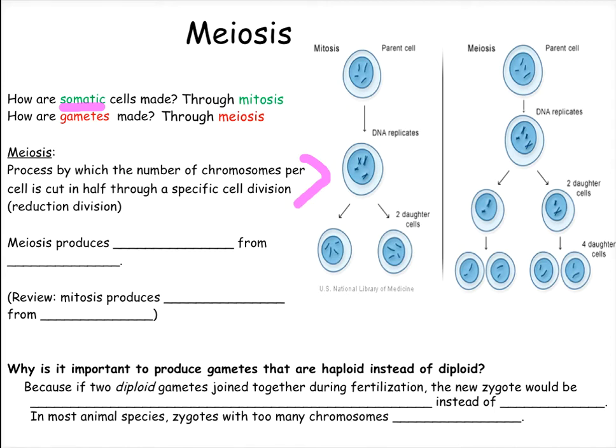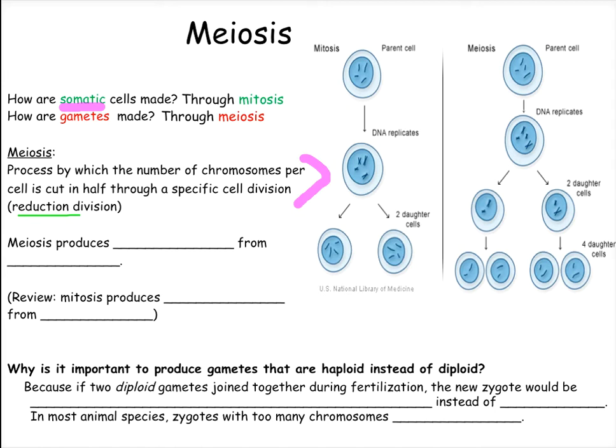Meiosis is, by definition, the process by which the number of chromosomes per cell is cut in half through a specific kind of cell division called a reduction division. To reduce something means to make a smaller quantity. So let's think, what quantity would it be that is becoming smaller through the process of meiosis? The answer is, we are reducing the number of chromosomes in each new cell made.